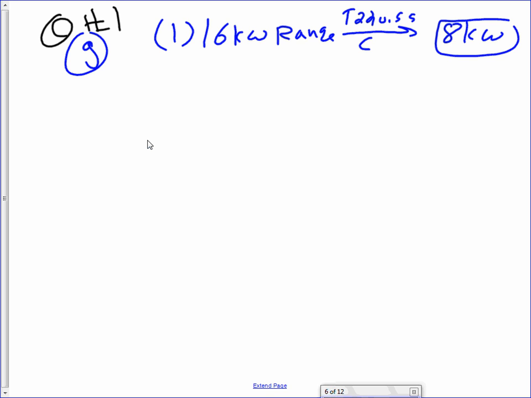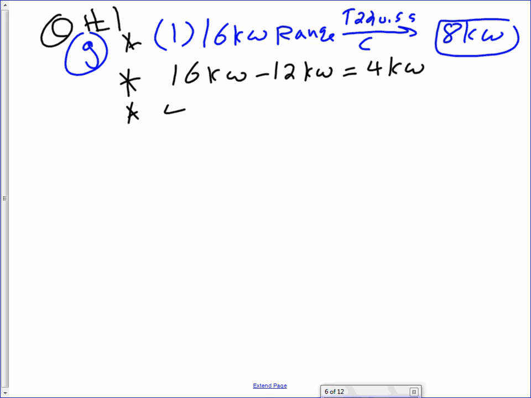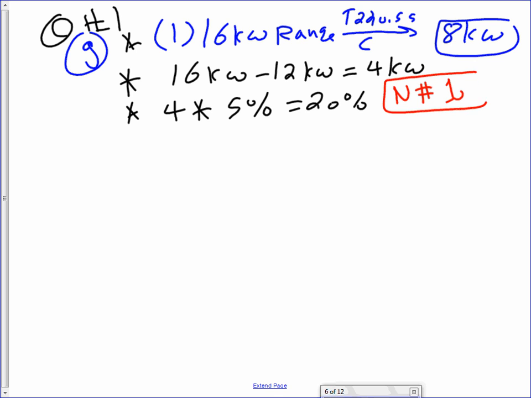So that's step 1. Step 2, my friends, is you take the 16 kW minus 12 kW, which gets you 4 kW. Then you take the 4 and multiply it by 5%. That will get you a 20%. Where did this come from? This is from note number 1, guys, in the table, Table 220.55, it will tell you to do so.